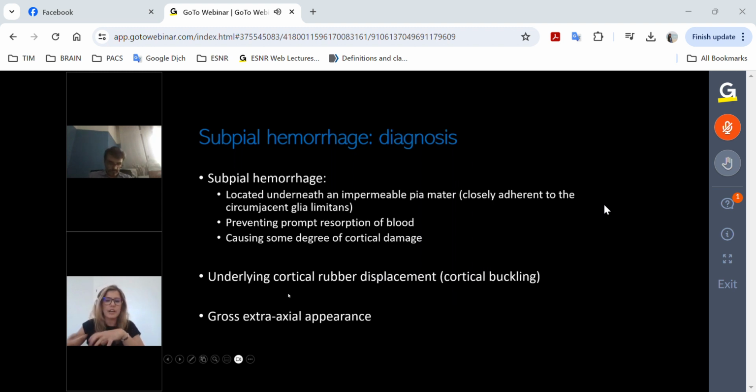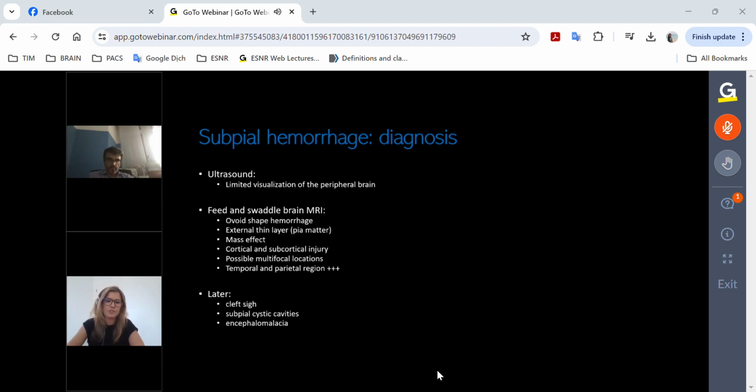So how we can diagnose the location of this hemorrhage is very interesting and important: find where the cortex is lying. If you see that the cortex is displaced, then it's a subpial hemorrhage. Ultrasound is very accessible and very easy for looking at this type of hemorrhage. But of course, if it's peripheral and very small, as it can sometimes be, it's difficult, and you can have a false negative. MRI, of course, is the examination that can show the extension and the location of the hemorrhage.